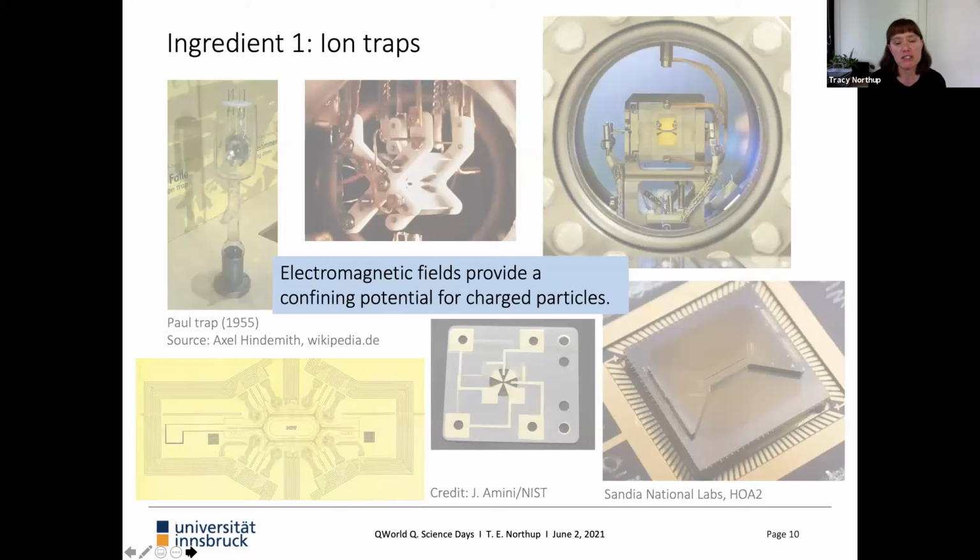So the big picture here, we'll get into it in more detail, is that we want to use electromagnetic fields to confine charged particles. I'm going to focus here on Paul traps, and in particular on linear Paul traps. One can also use Penning traps, which are basically using magnetic fields to confine charged particles. But for quantum information processing, most of the work, though not all of it, is being done with Paul traps. So that's the first ingredient.